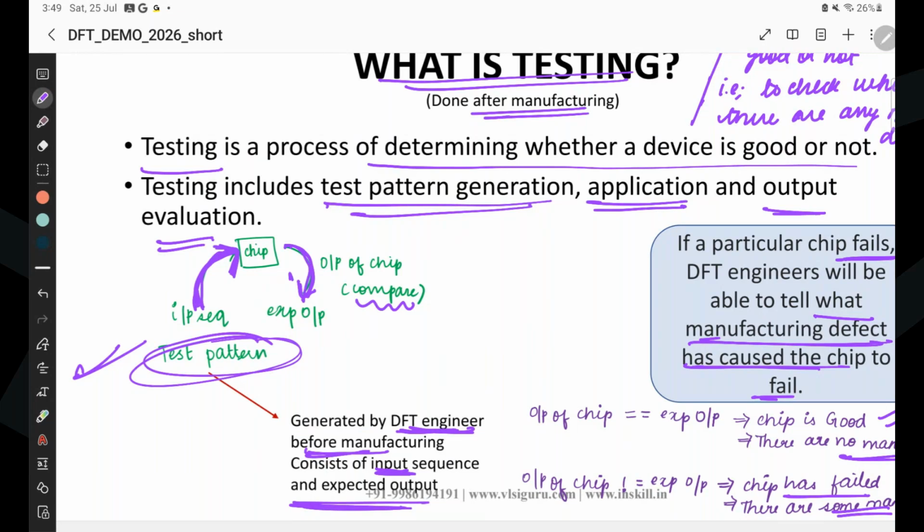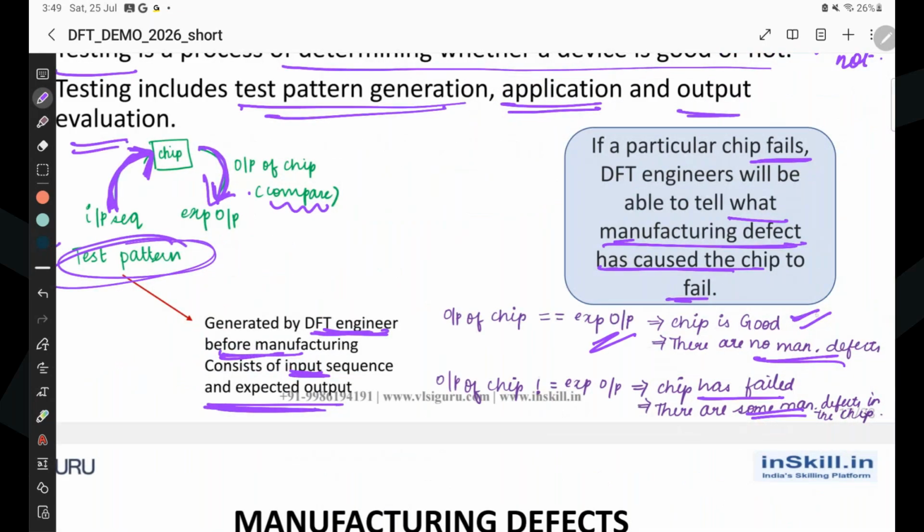If the output of the chip is equal to the expected output, it means that the chip is good, there are no manufacturing defects. If it is not equal to the expected output, it means that the chip has failed, there are some manufacturing defects in the chip. So if a particular chip fails, DFT engineers will be able to tell what manufacturing defect has caused the chip to fail.